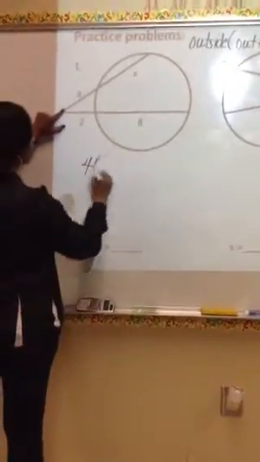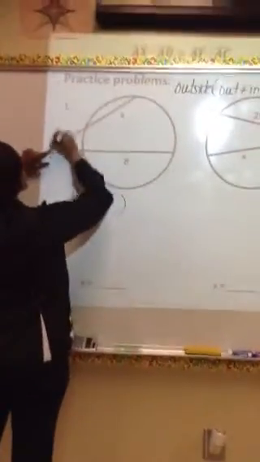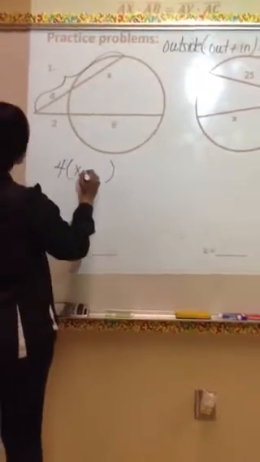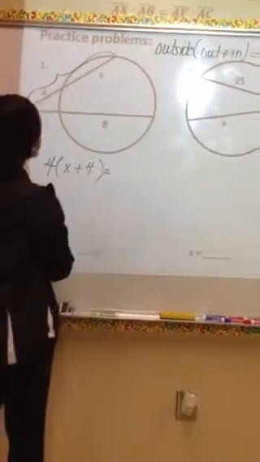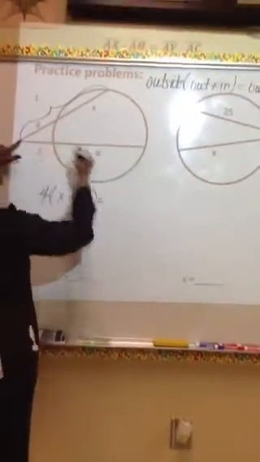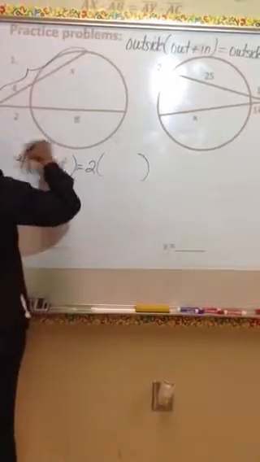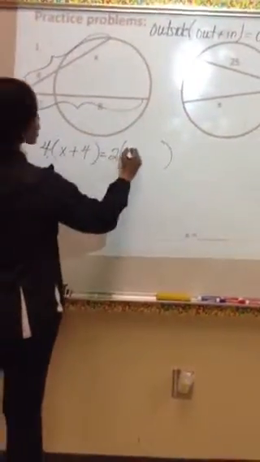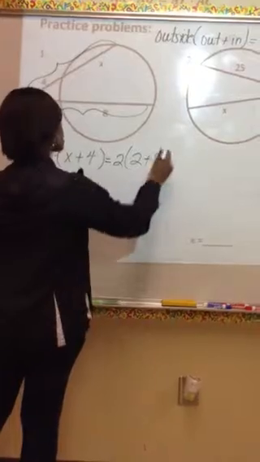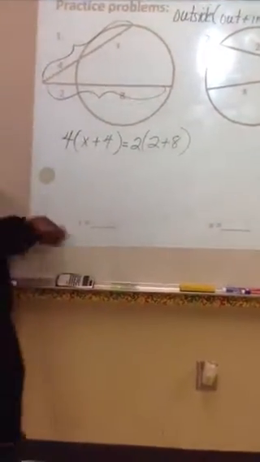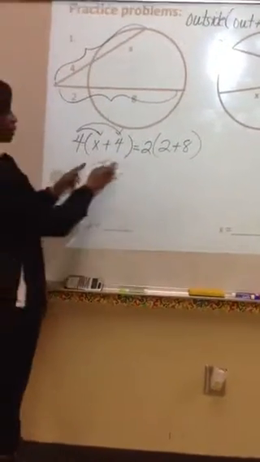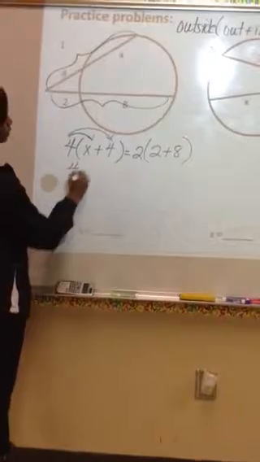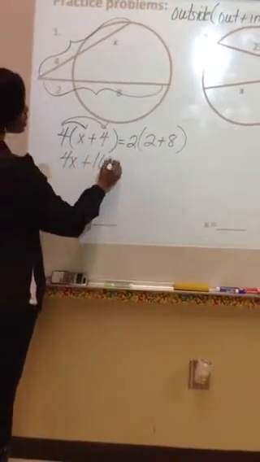Beginning with this first secant, it has a part on the outside, 4, times the measure of the whole thing. To get the whole thing, I add x plus 4. You can say 4 plus x or x plus 4. And set that product equal to, for this secant, begin with the outside part, 2, and you multiply that times the measure of the whole thing. So I add 2 plus 8. So now we want to simplify this equation. On the left, we need to distribute the 4 with these two terms on the inside of the parentheses. So 4 times x plus 4 times 4, 16.